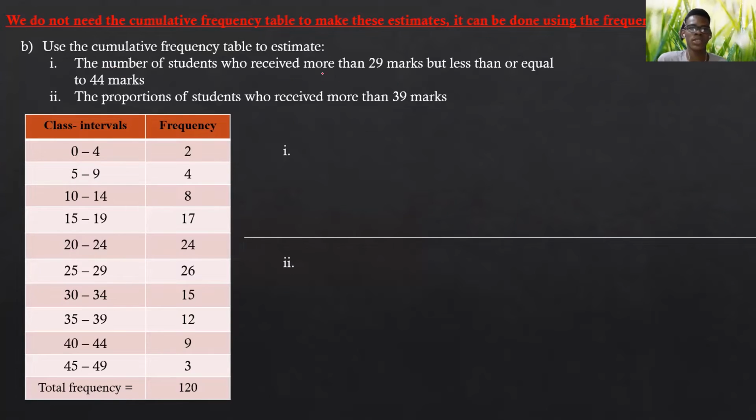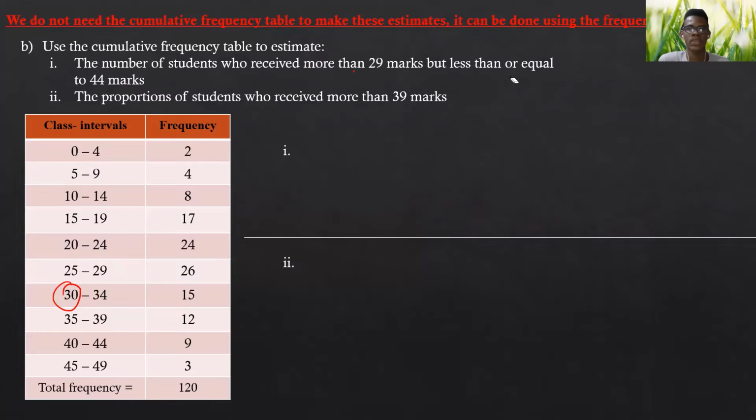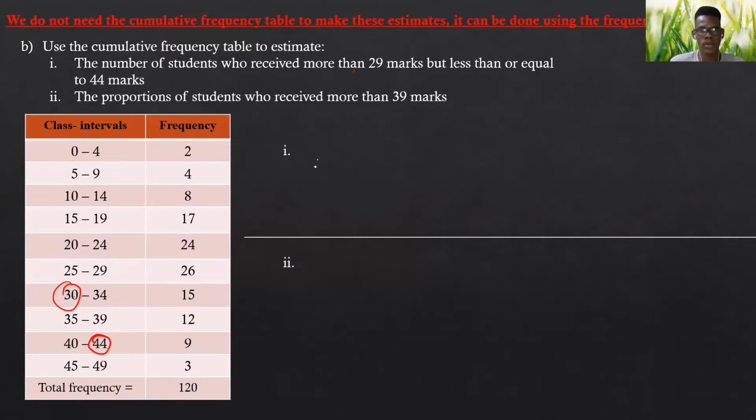So you might say this is common sense, right? The number of students who received more than 29, so they're receiving more than 29, would be from 30, right? So they're receiving from 30 marks upwards, but less than or equal to 44. So from 30 to 44 marks, the total would be 15 plus 12 plus 9, right? You guys follow me?